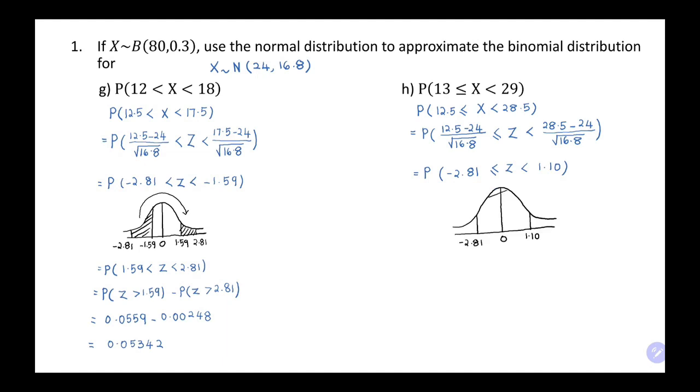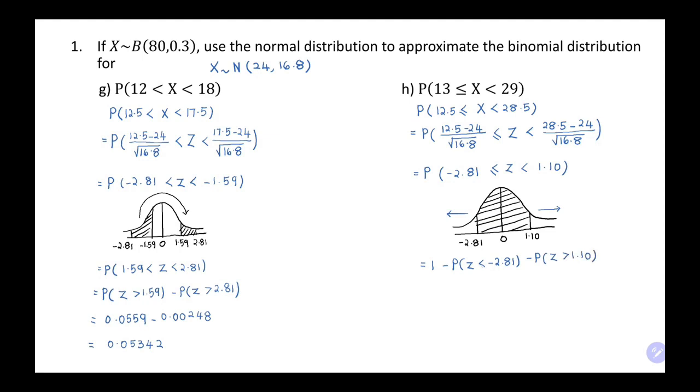So we have this area. To find this area, we take the total for this area. Total area is 1. We take 1. We minus these two tails. First tail to the left side, so P(Z) less than negative 2.81. And the second tail to the right side, so minus P(Z) greater than 1.10.